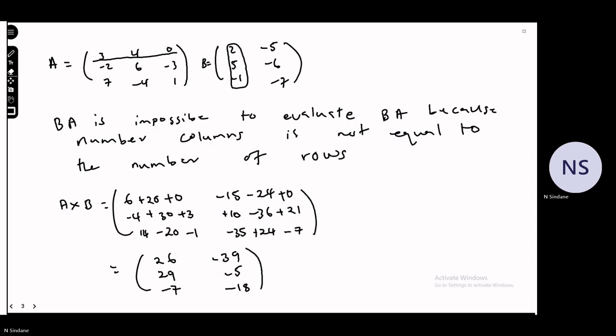Right? When you multiply matrix A with matrix B, you're going to get a what? A 3-row by 2 columns. So multiply a 3 by 3 with a 3 by 2, you're going to get a 3 by 2. 3 rows, 2 columns. Okay?